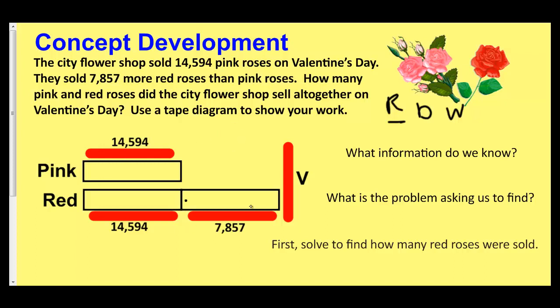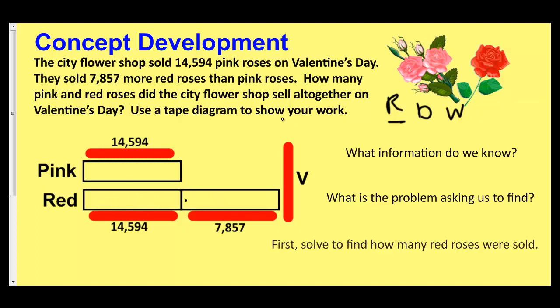So here is the draw portion. And you can see they've already drawn this out for you. I want you, in your math journal, to draw these two tape diagrams. It's really important that you label the first one pink and the second one red. It's also really important that you make the pink one smaller than the red one, because it says that they sold 14,594 pink. That's why this is labeled 14,594. And then they sold 7,857 more red roses. So they sold 14,594 just like the pink, but they sold 7,857 more.